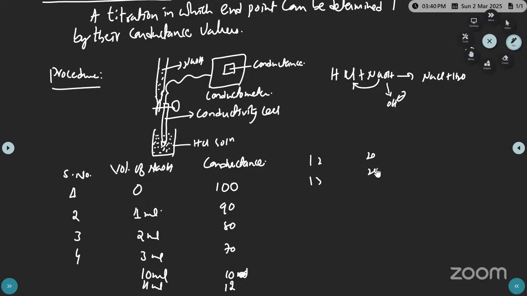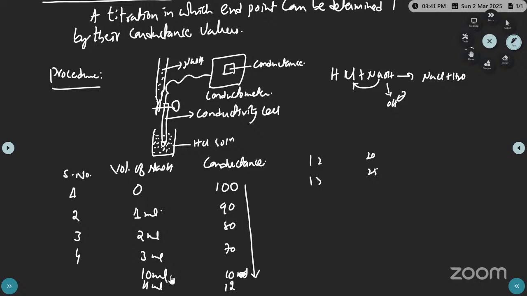సో వేర్ ఇస్ ద ఎండ్ పాయింట్? Observe the conductance values and decide the end point. Where we take end point? ఎక్కడ తీసుకుంటా ఎండ్ పాయింట్? See, here the conductance values decrease up to the total H plus ions are completed. అంతే కదా? So what is the end point? Where the reaction is completed, there we get the end point. అంతే కదా? ఎక్కడ రియాక్షన్ కంప్లీట్ అయిపోయింది? At 10th ml the reaction is completed.